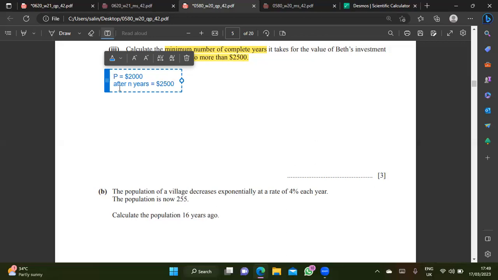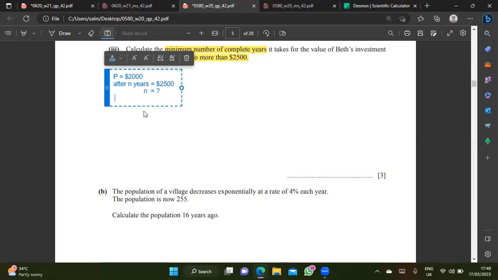$2,500, yeah, $2,500. And then what is your N? I don't know. N is, I don't know. It is actually a question mark.